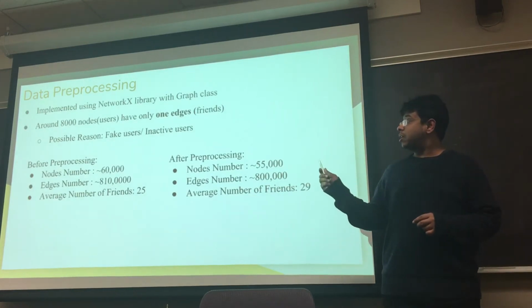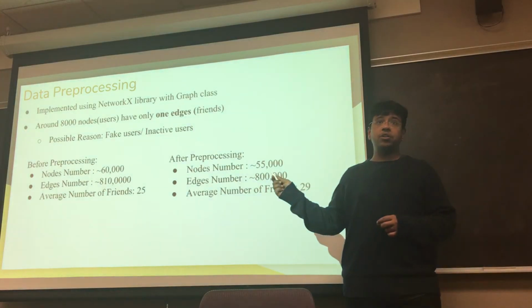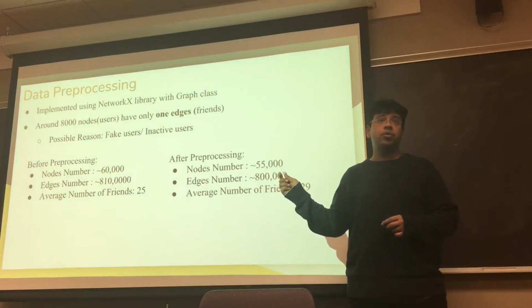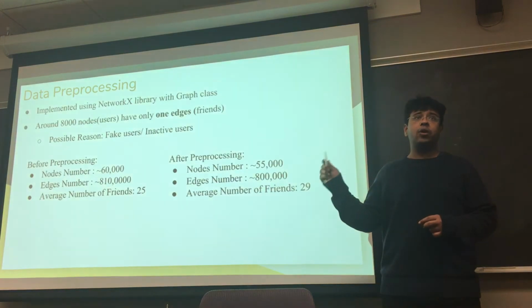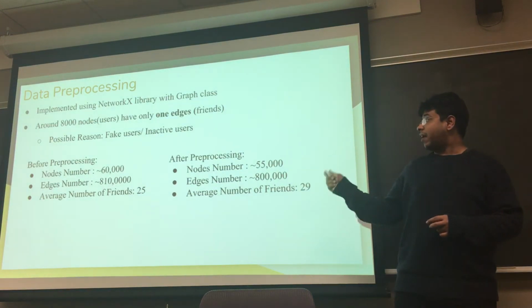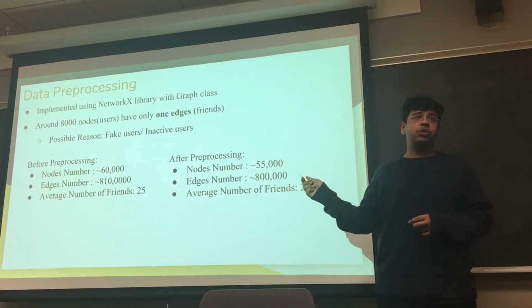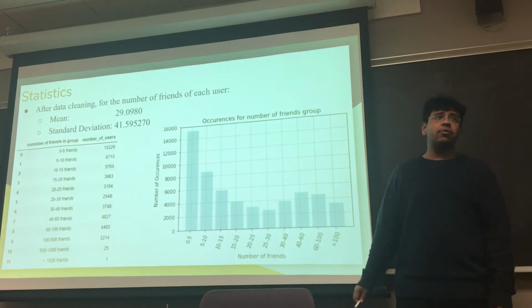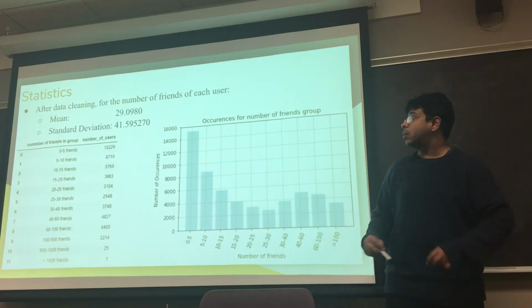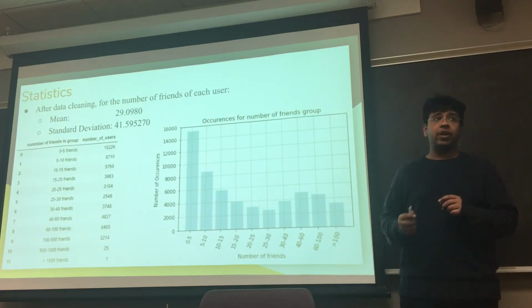As you can see on your screen, the number of different unique users we had originally was 60,000 unique users. We went ahead and removed those who just had one mutual friend. And after the pre-processing stage, the number of unique users that we were left with were 55,000. On your screen is some of the statistics to display the type of data we were dealing with.